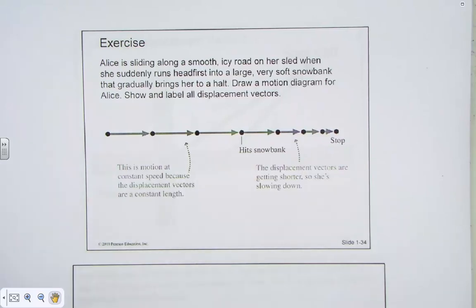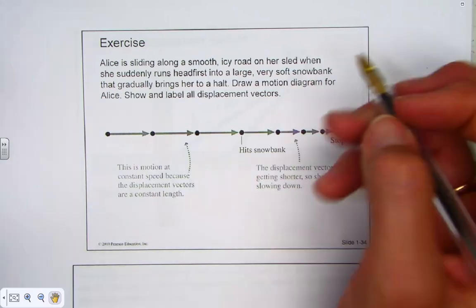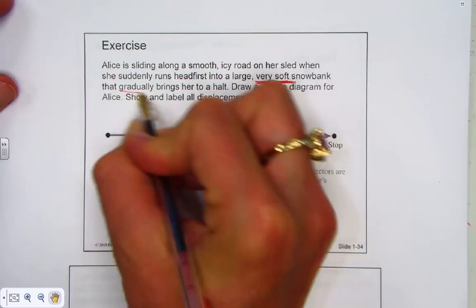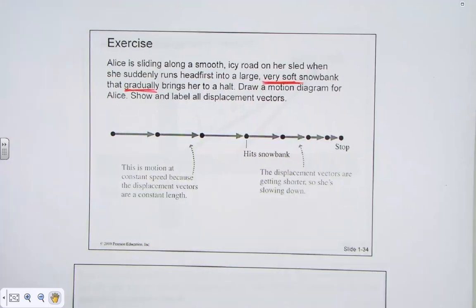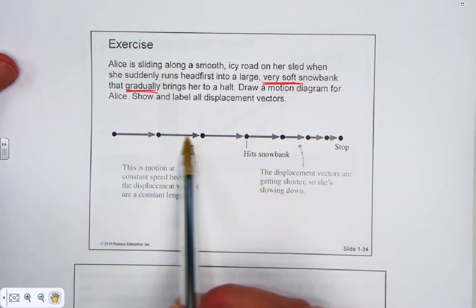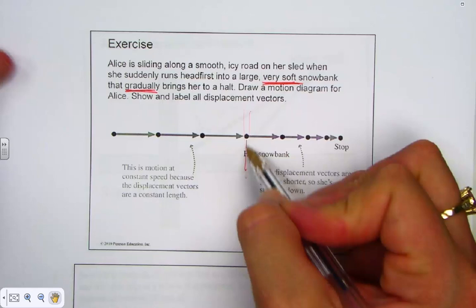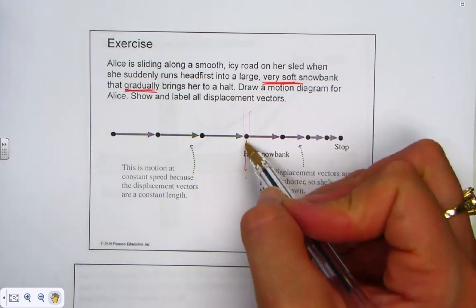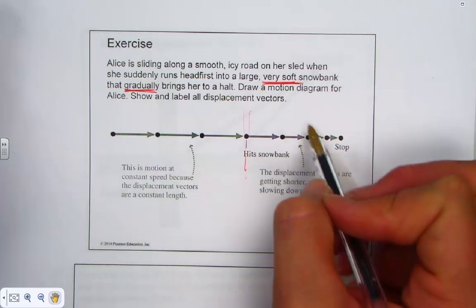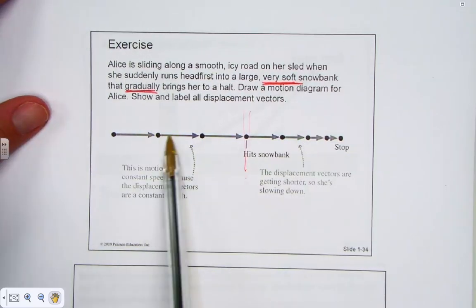Draw the motion diagram for Alice, showing and labeling all displacement vectors. Now, a couple of very strong words here, letting us know what the diagram will end up looking like. Very soft snowbank. In other words, poor Alice, if she had been traveling down a hill or along a smooth road and came upon an object that dead stopped her in her tracks, we would see constant velocity and then ultimately it would stop. She wouldn't be able to move forward if she crashed into something that prevented her from just gradually slowing. So that's allowing us to predict she had a constant velocity.